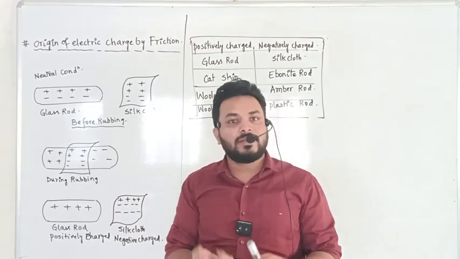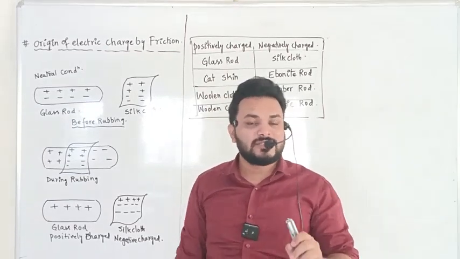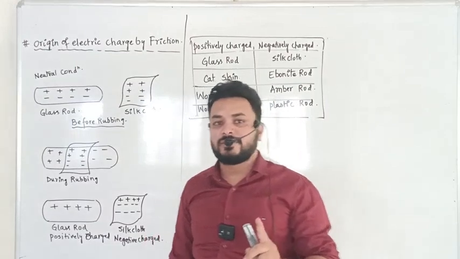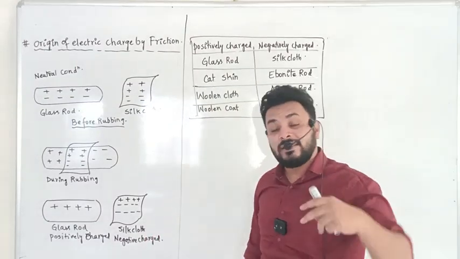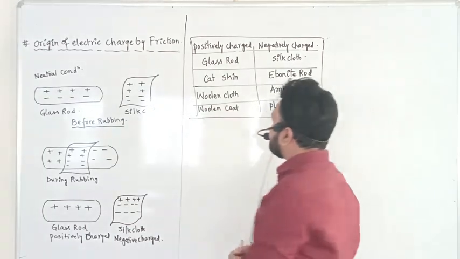Charge can neither be created nor destroyed. It always remains constant in an isolated system. This we are calling the conservation of charge. We will study it in the properties of charge. What do we mean by conservation of charge? Understood? So now the next concept.